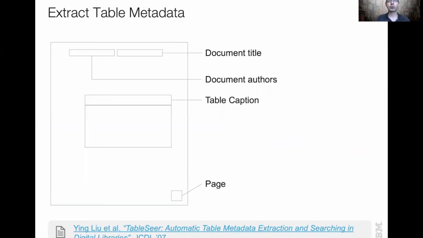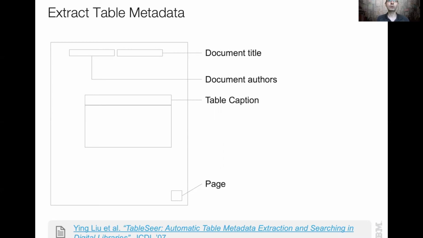This is an example of shallow context extraction for tables. And here we see that this approach identifies different types of metadata for the table and the document, including the document title, the document authors, table caption, page information, etc. Please note that depending on the domain and the document format, this information may or may not be there. And also, again, depending on the document format, it may be easier or harder to extract it.